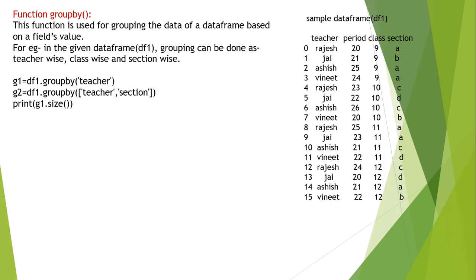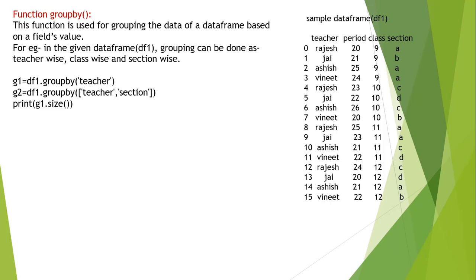Okay. Now there is a difference between these two statements. G1 is grouping the data frame according to the teachers, and G2 is grouping the data frame with the help of these two column names, that is teacher and section. So first of all, the grouping will be done according to the teachers, and for that particular teacher, the sections will be grouped.